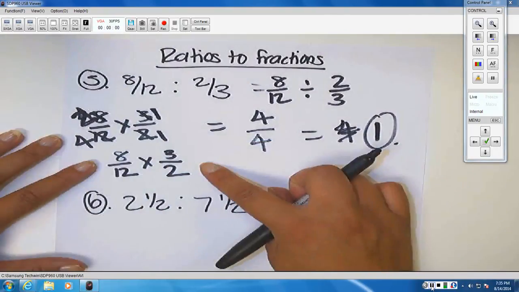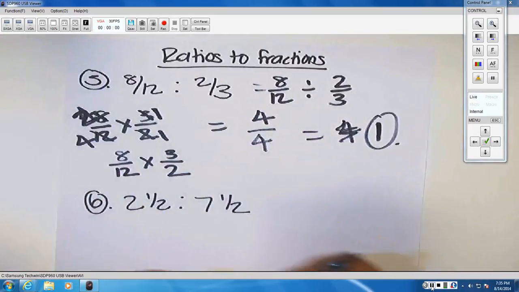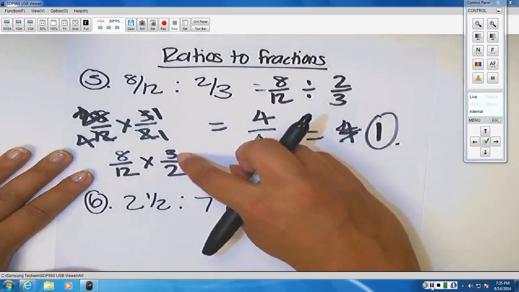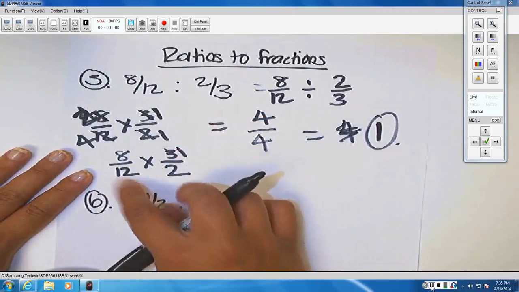And now we knew that we could reduce this, cross-sectionally reducing. I know that 3 will go into 3 one time, and 3 will go into 12 4 times.